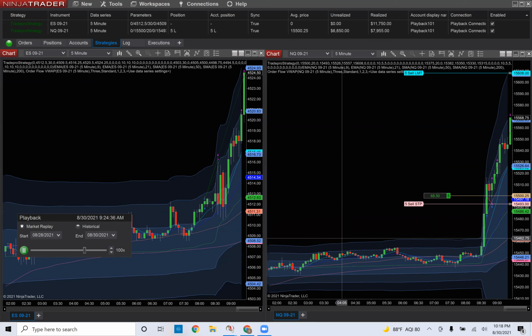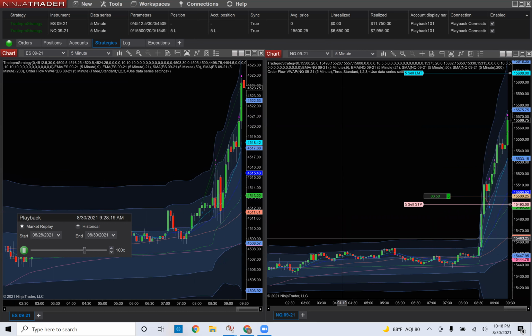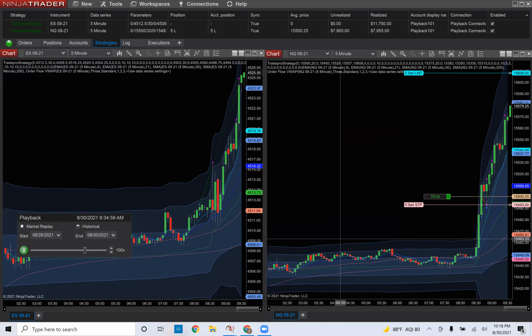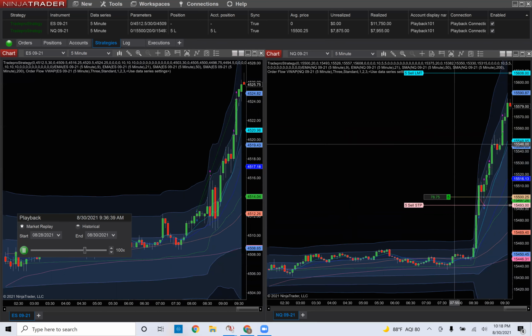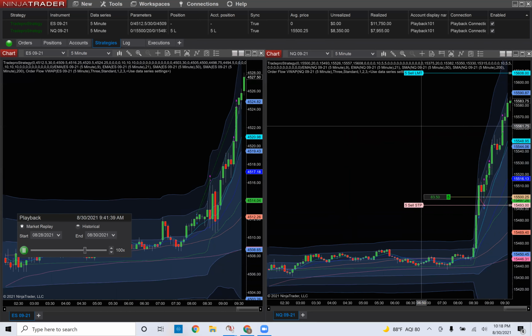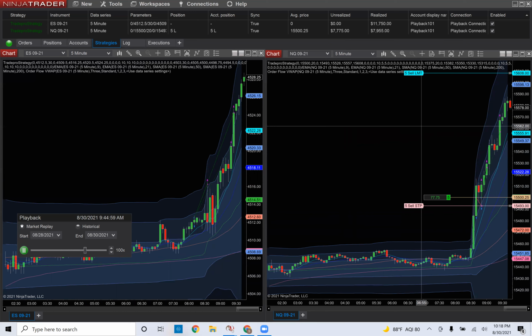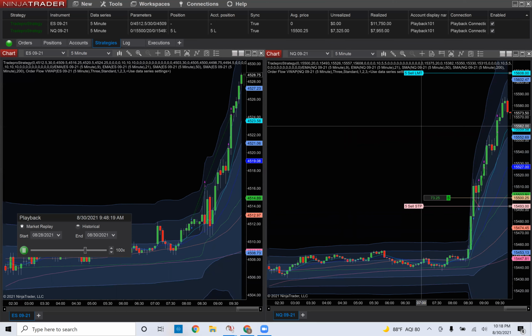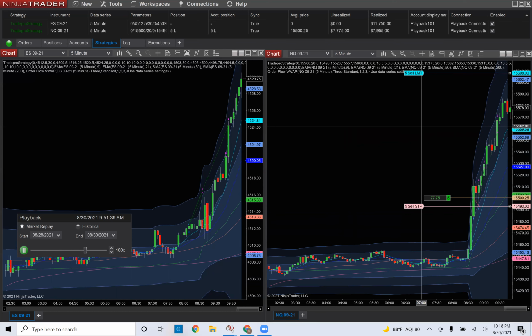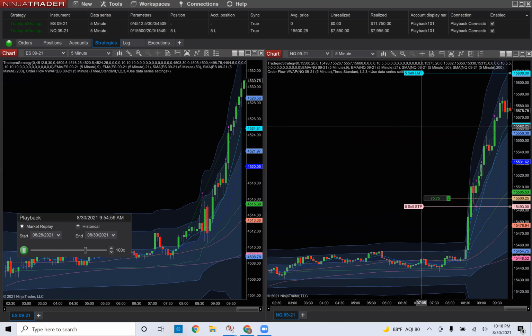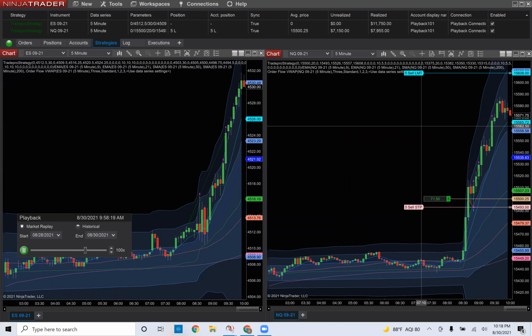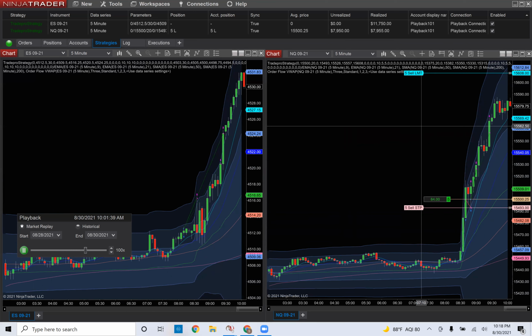ES and NASDAQ hit the second target, and then the ES hit the third target. So we have one more target left for the NASDAQ. I'm letting this close out at the end of the market session.